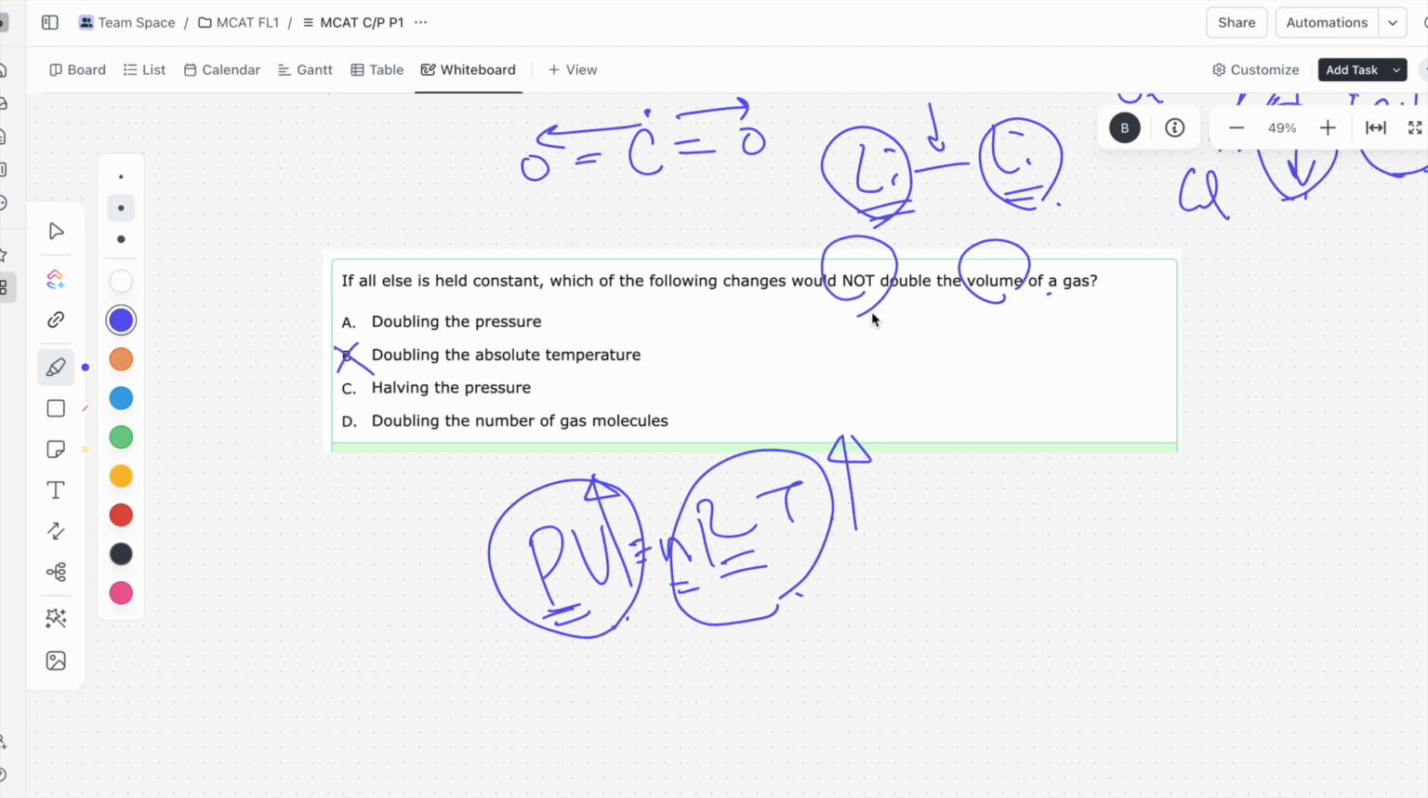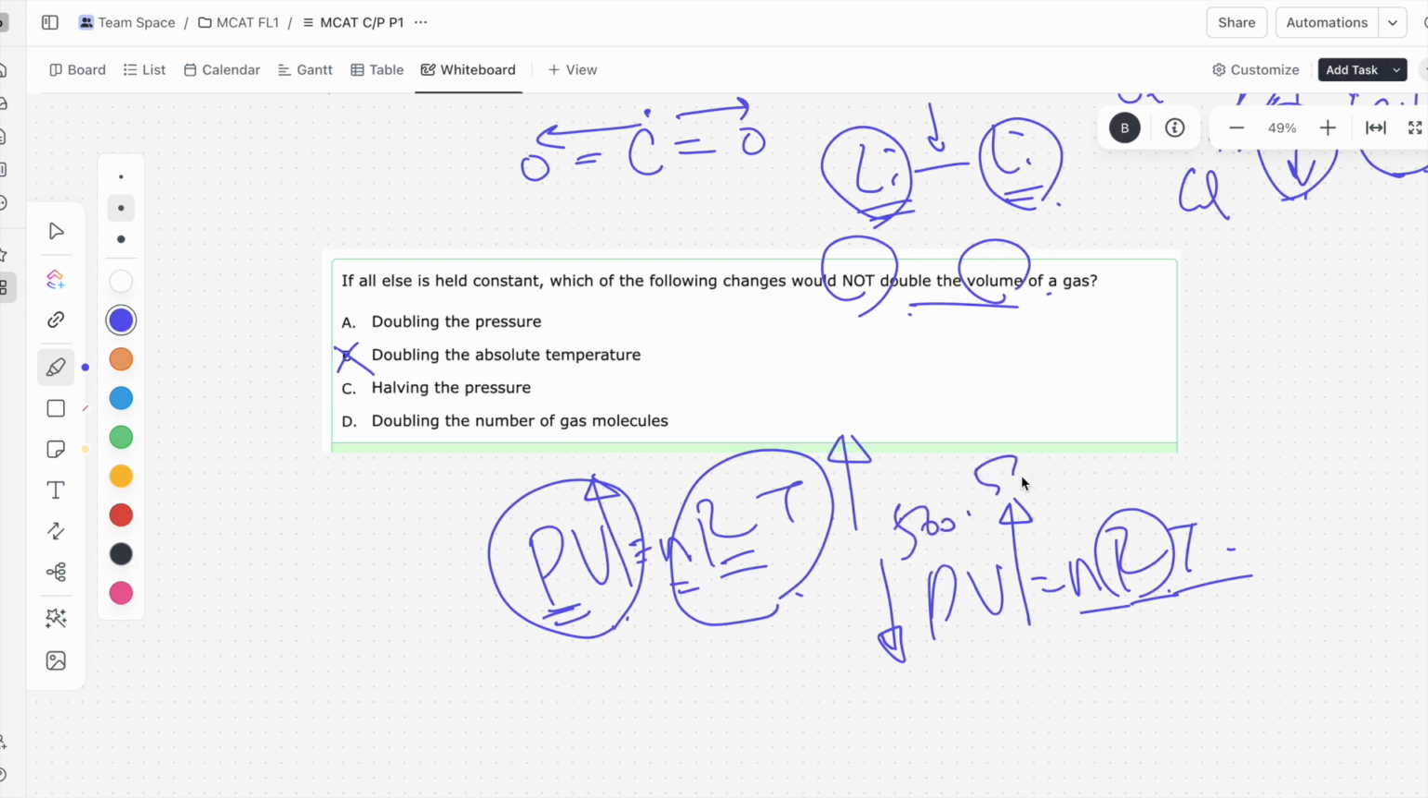And we're looking for something that would not double the volume of the gas. All right, so let's look at halving the pressure. Well, if everything else is constant, R is always a constant, and the number of moles of the gas molecules is constant. If we halve the pressure by 1/2, then we have to double the volume in order to make sure that everything else is the same. So for example, let's say pressure was 500 and volume was 500. If we halve the pressure to 250, then we need to double the volume to 1000 in order to make sure that the right-hand side of the equation is still equal to what it was before.